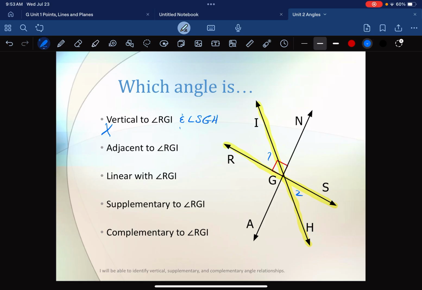Okay. Adjacent to RGI. Well, that's nice. We're going to keep that highlighted. But this time we're going adjacent to, so I'm just going next to it. So I'm going to go one clockwise over here, and that's going to be, stick with angle 1 and the angle 2, IGN.